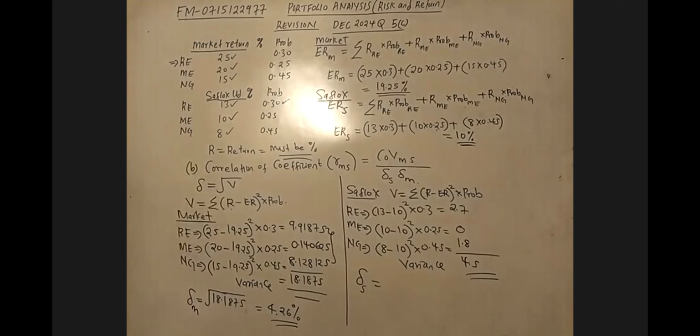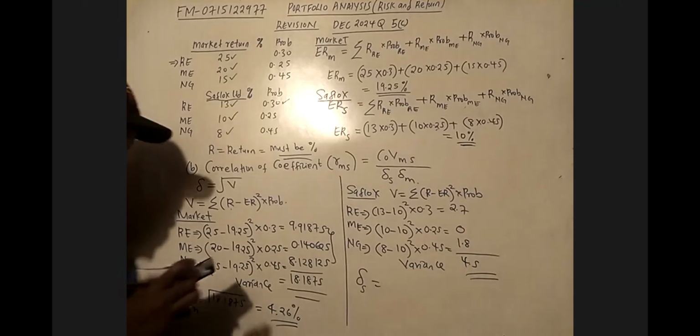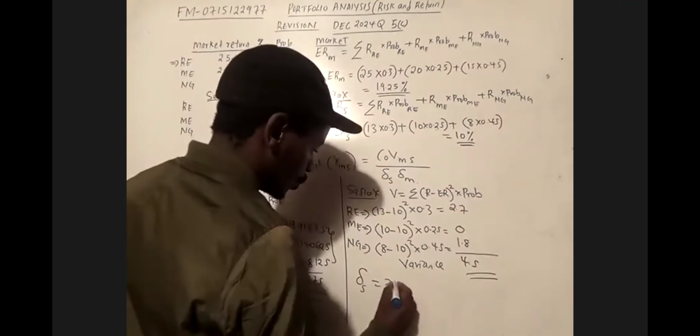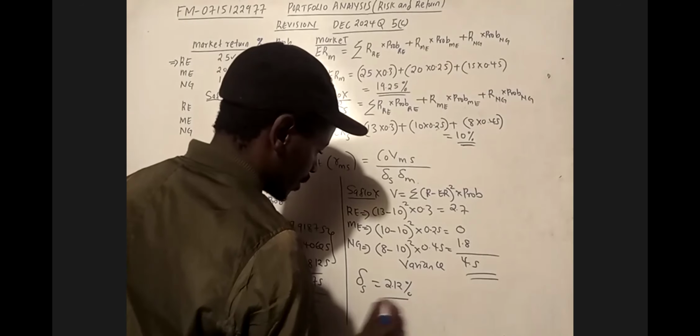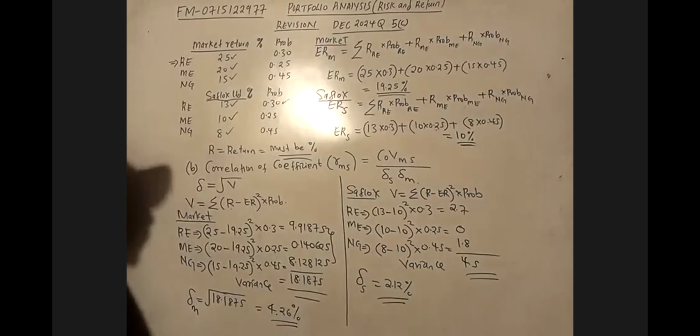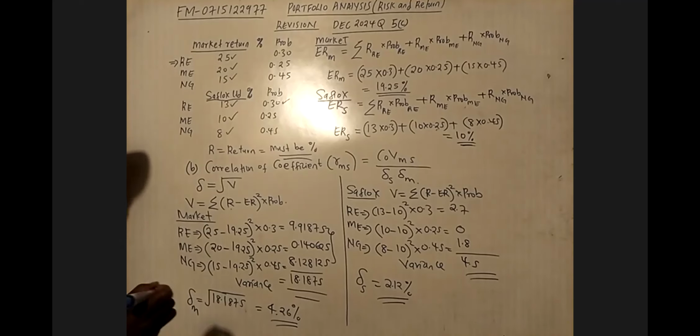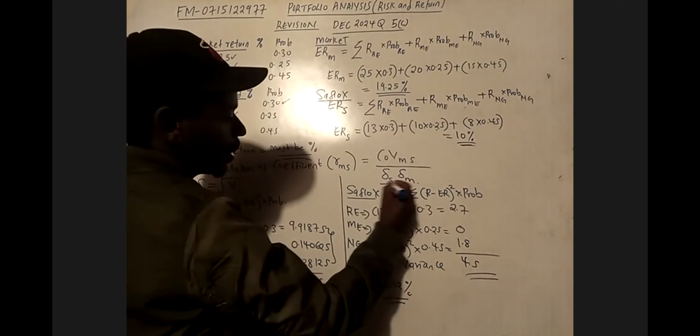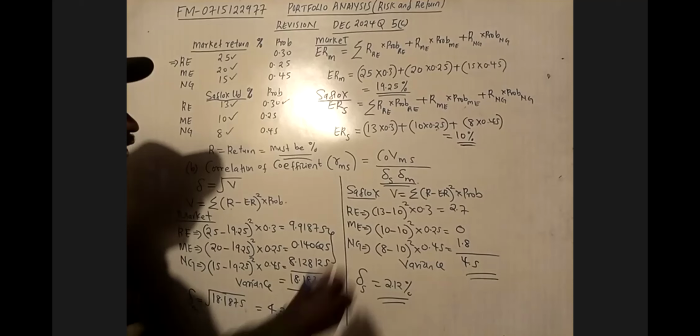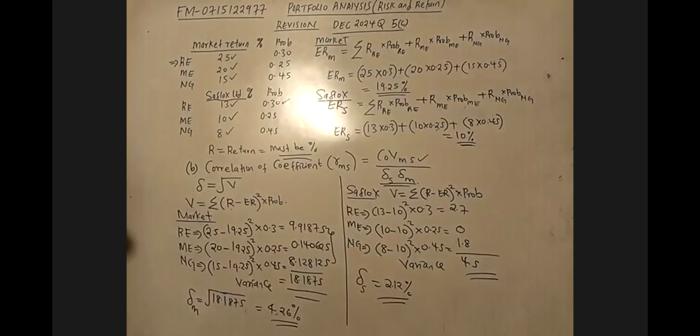Now the standard deviation of subflux, where subflux means S. You find the square root of the answer, which is 2.12%. So we have managed to get the standard deviation. Now what remains is the covariance, so you need to compute the covariance.